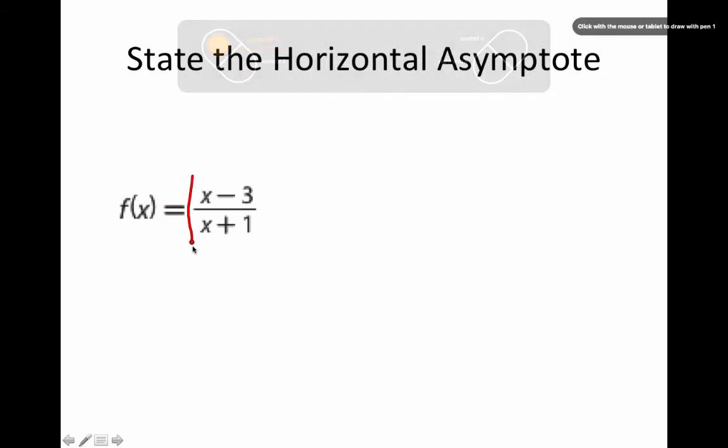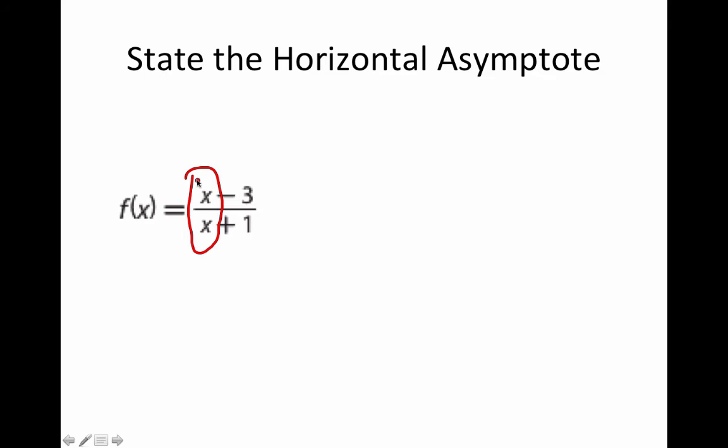Simplify. Degree on the top is equal to the degree on the bottom. Horizontal asymptote, y equals x over x, or +1. Vertical asymptote, x equals -1.